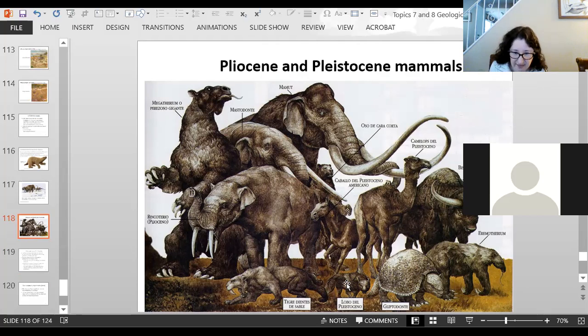Okay, and then next to it is a wolf. And then you had a saber-toothed tiger. Here's an anteater. Here's a bison, which is a buffalo. Here is a camel. You have a bear, a horse, a mammoth, a mastodon. The mammoth is bigger. This over here is a sloth. And then this says, that might be a rhinoceros, or maybe not. I'm not sure what that is. Okay.